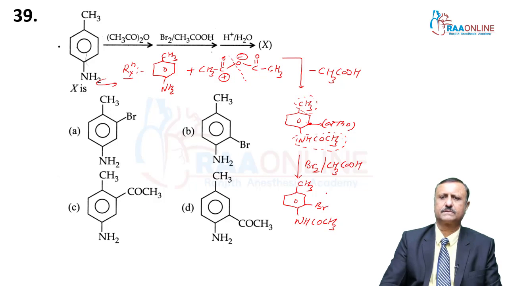Here, my dear students, when this group is hydrolyzed with water, H plus ions and water, then it is broken down and you get the aniline here, NH2, here CH3 and here Br. So, your answer is B. B is the answer.